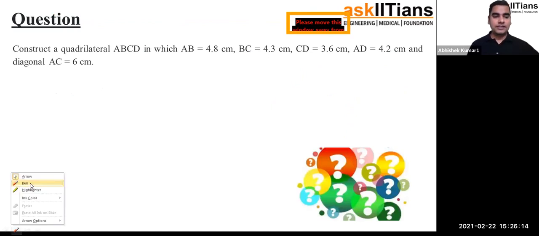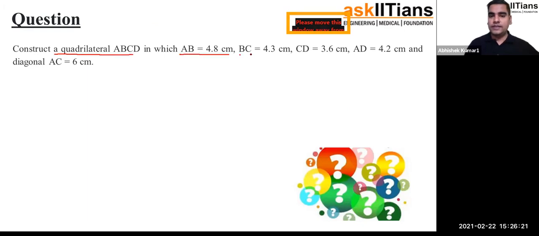Let us discuss it. You have to draw a quadrilateral ABCD in which AB is provided to you, BC is provided to you, CD is provided to you, DA or AD is provided to you, and one of the diagonals, AC, is provided to you.